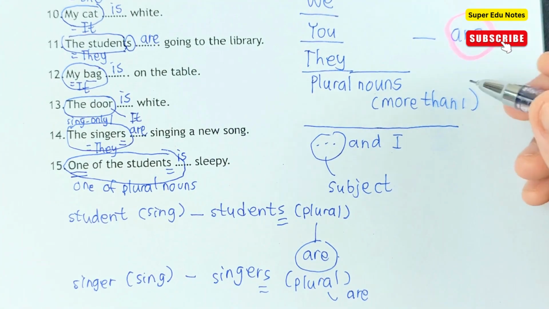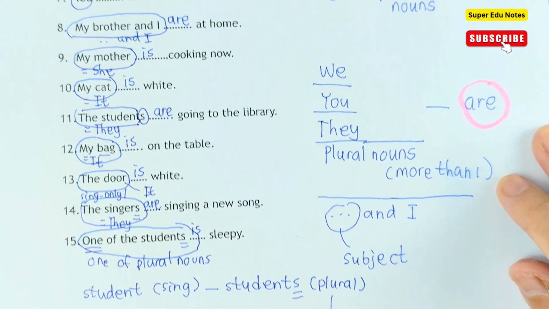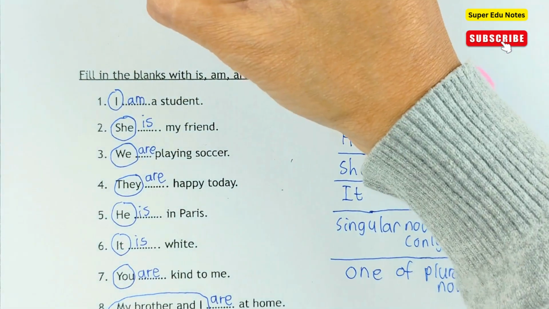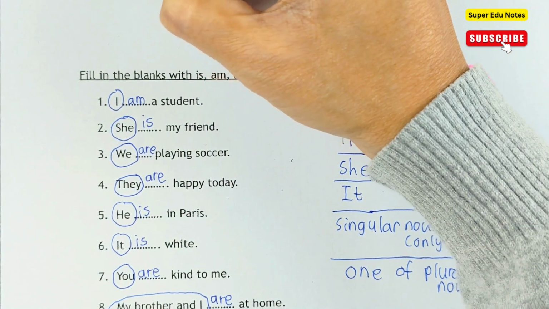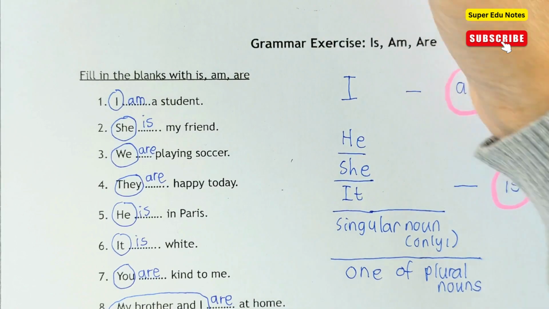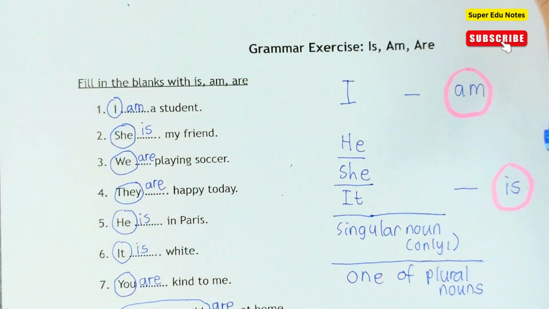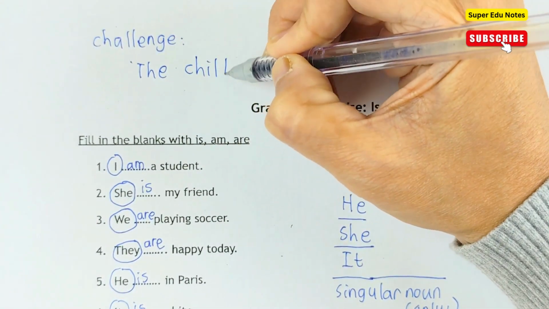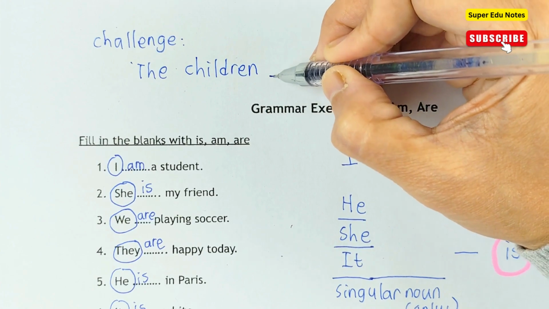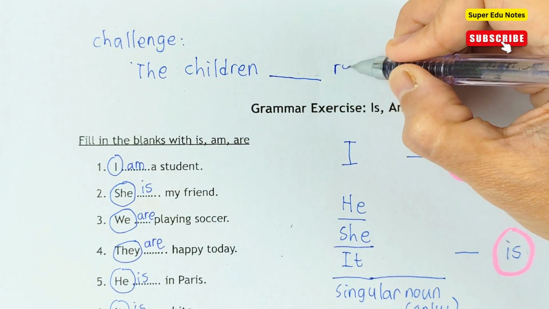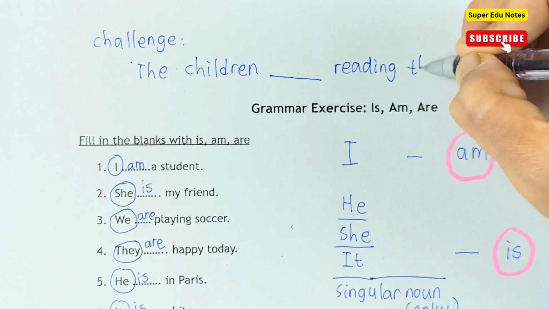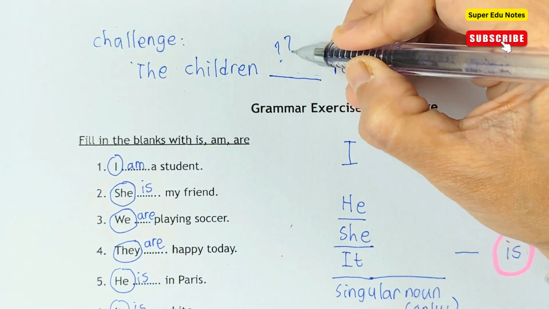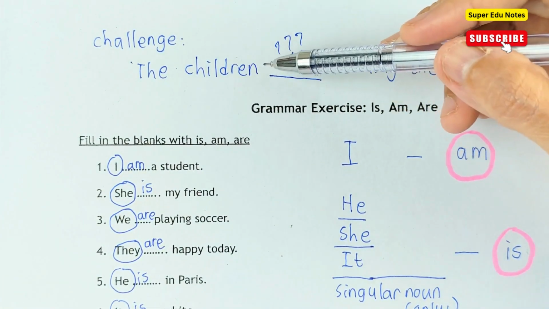Okay? Now I have a challenge for you to do. So the challenge, what is the answer for this one? The children blank reading their books. So what's the answer for this? Is, am, or are?